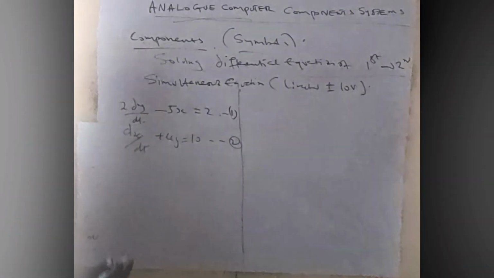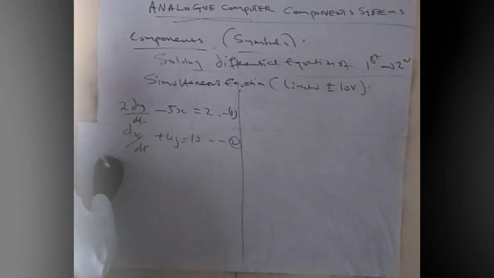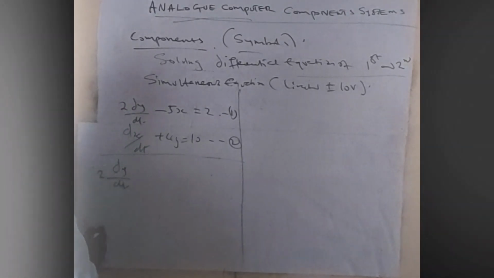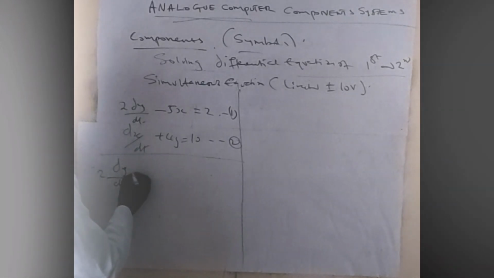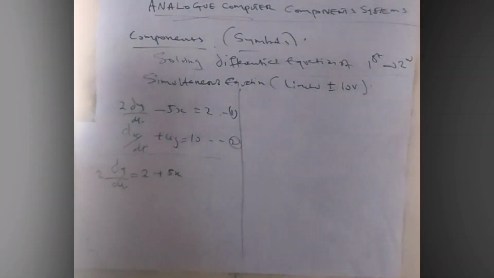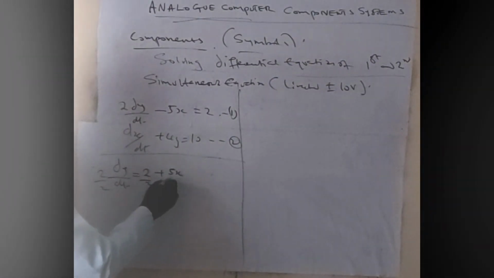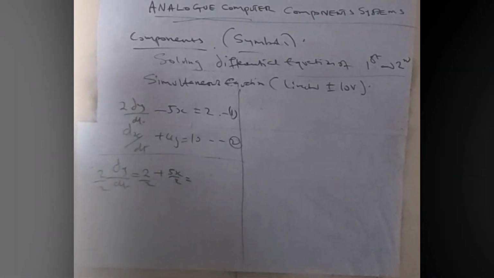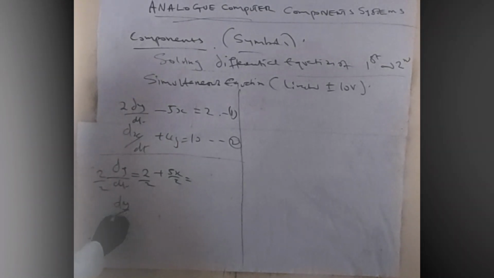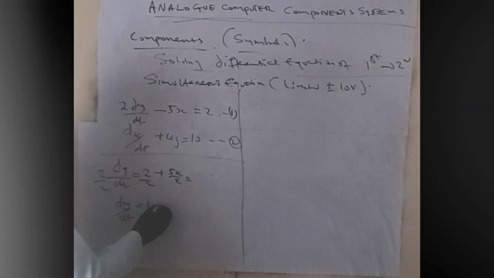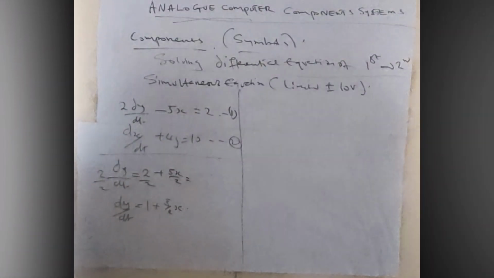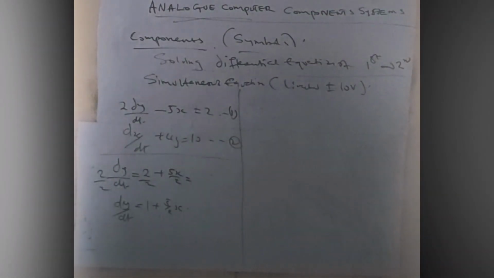So you start with equation 1. You say 2 dy/dt equals 2 plus 5x. So you divide both sides by 2, and you're going to get something like dy/dt equals 1 plus 5 over 2 x.